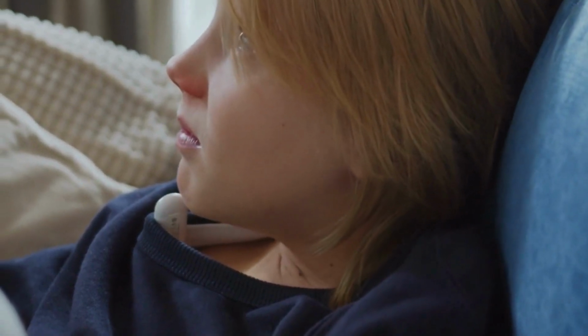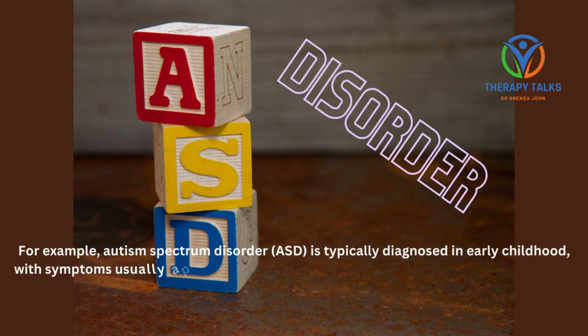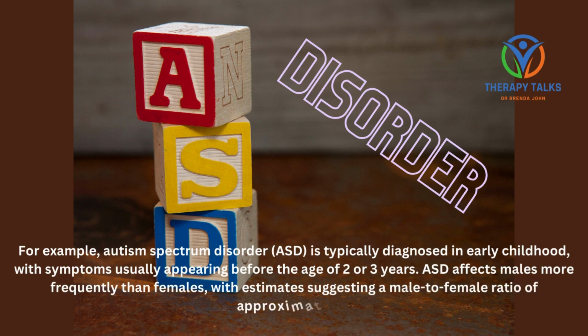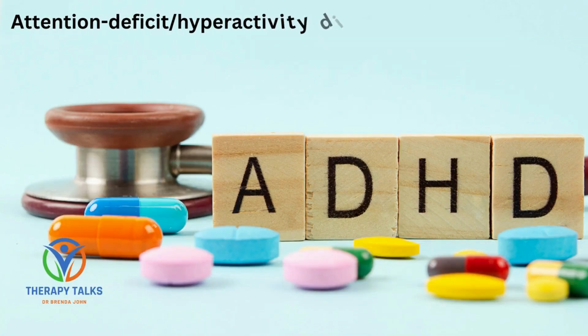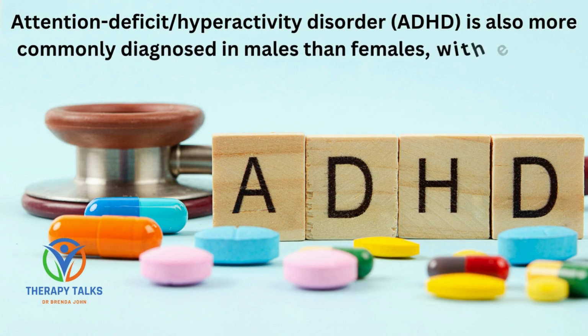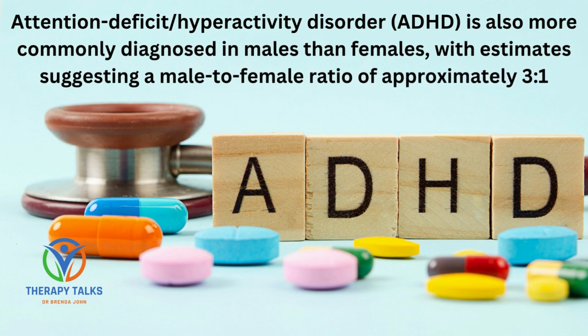For example, ASD, autism spectrum disorder, is typically diagnosed in early childhood, with symptoms usually appearing before the age of 2 or 3. According to the research, it can affect males more frequently than females, suggesting a male to female ratio of approximately 4:1. ADHD, attention deficit hyperactivity disorder, is more commonly diagnosed in males than females, with estimates suggesting a male to female ratio of approximately 3:1.